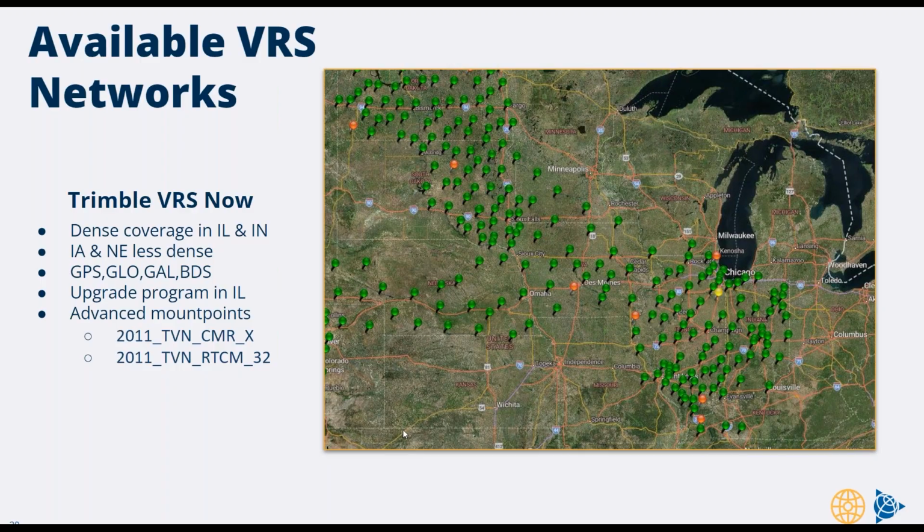Currently, in most areas, you're getting all the 4 main constellations, and there's also an upgrade program in Illinois because some of the bases there are a little bit older. But if you're not seeing all 4 constellations in those areas, make sure you're on the advanced mount points that you see at the end of the list there. But that's kind of the gist in the Indiana and Illinois areas. If we can move on to the next slide.